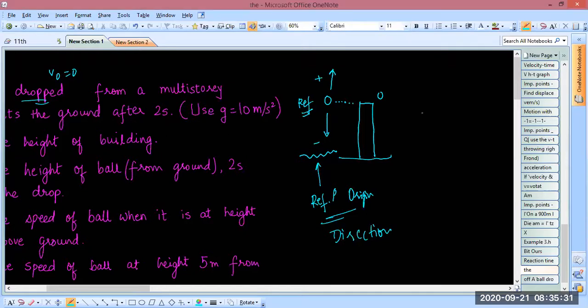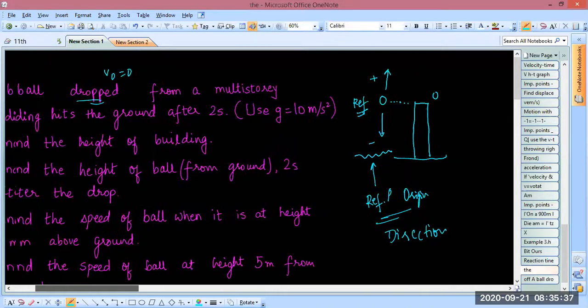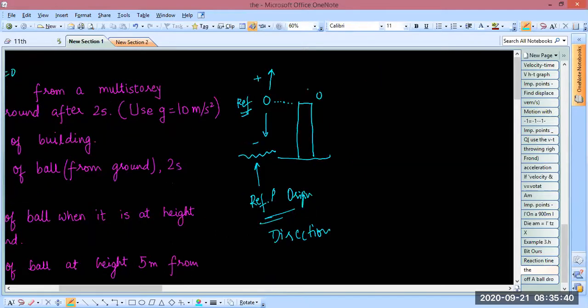So let's start. It says that it hits the ground after 2 seconds. The ball starts from here, its initial velocity is 0. It falls, it hits the ground, let's say at this point B. In how much time? In 2 seconds. That is, it took 2 seconds to go from A to B.